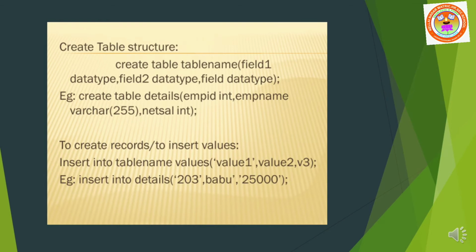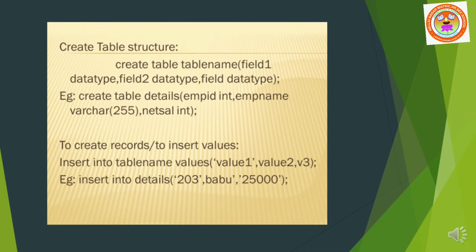Integer, comma, EMP name. What is the data type? Varchar. This is character you can give. Varchar is also a field type. Comma, net salary. Net salary will be in integer. So int can be given. Finally, close the bracket and put semicolon. This is the way you have to create the table structure. That's all. Now the structure is created without any records.